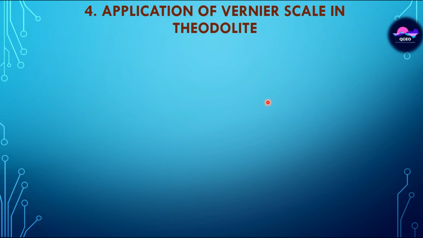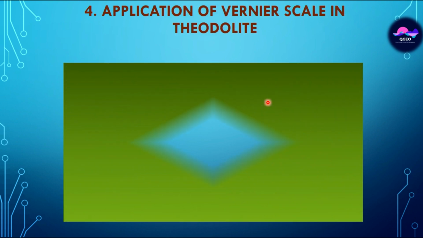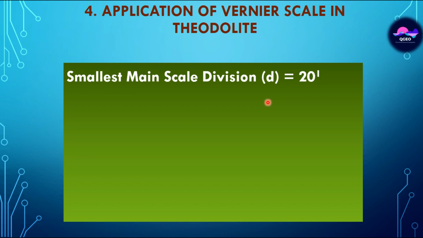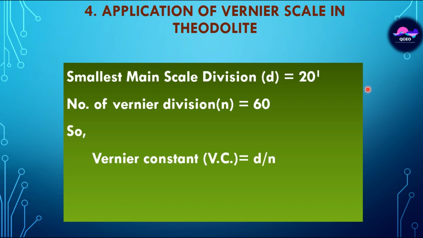Now, application of the vernier scale in theodolite. In a theodolite, you have to read the vernier scale for accuracy of your reading. Here the smallest main scale division D is equal to 20 minute and the number of vernier divisions N is equal to 60. So the vernier constant D by N is 20 minute by 60, that is 20 second.